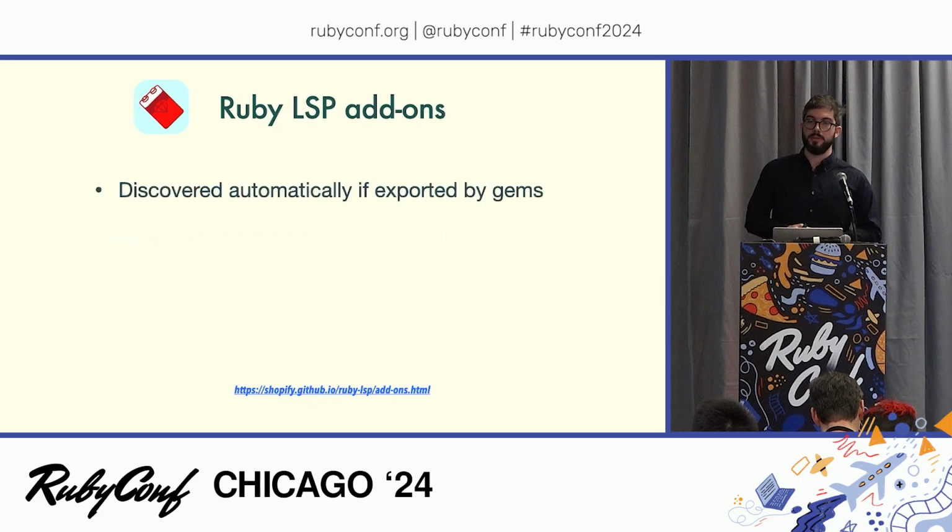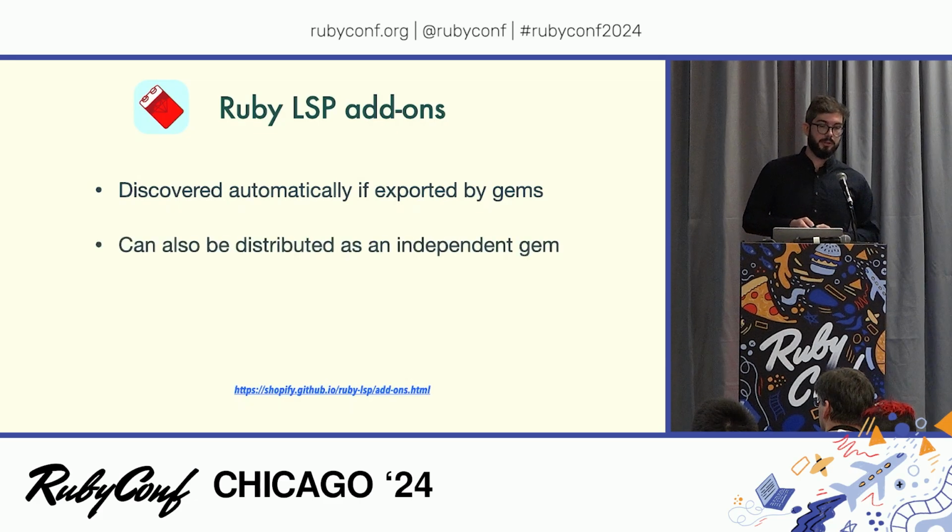If one of your dependencies in your project exports an add-on, it will be automatically detected and loaded so that your experience gets more tailored to the project that you're working on. For example, Standard, the linter and formatter, recently shipped with an add-on inside the gem. If you have Standard in your Gemfile, the Ruby LSP will automatically pick that up and integrate with it for linting. And alternatively, add-ons can also be distributed as an independent gem, which we also have some examples of those.